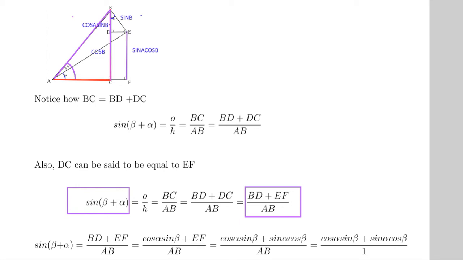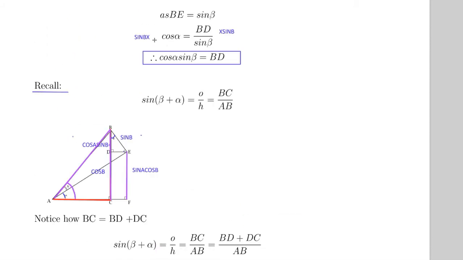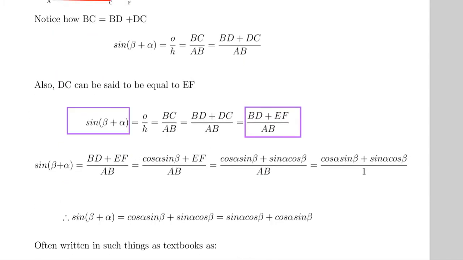If it is true that sine(beta + alpha) is (BD + EF) over AB, which I hope I have proven to you, there are a couple of things we can consider. This length BD, we have just stated that cos alpha sine beta is BD. So instead of putting BD, which I've done here, I'm going to put cos alpha sine beta.